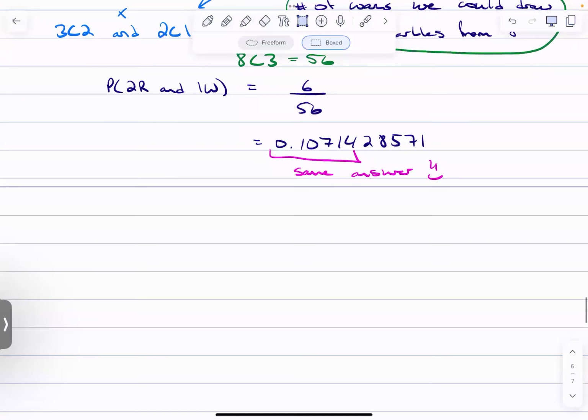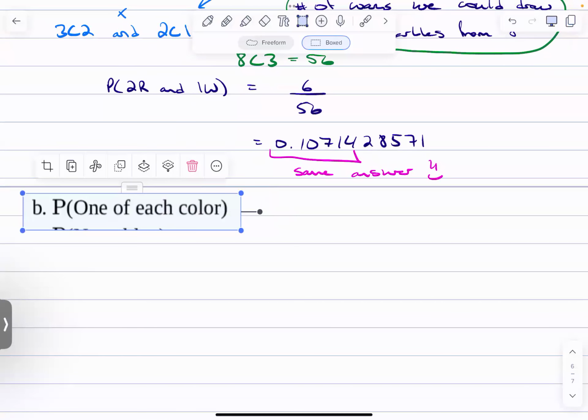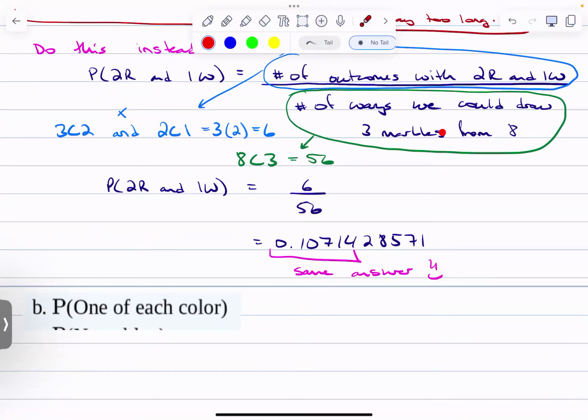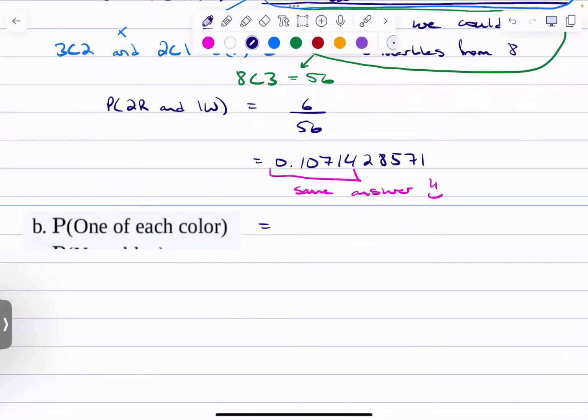You want one of each color. You can do that with the tree, but that sounds terrible. Right. That's going to be one red one, one white one, one blue one over the total 56, which is the same 56 for all of these. So this is going to be the probability of one red and one white and one blue.